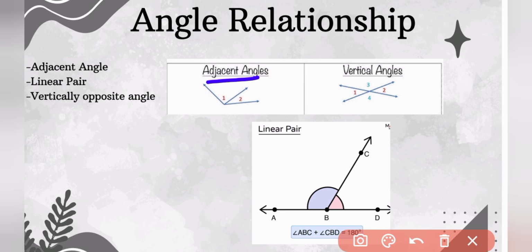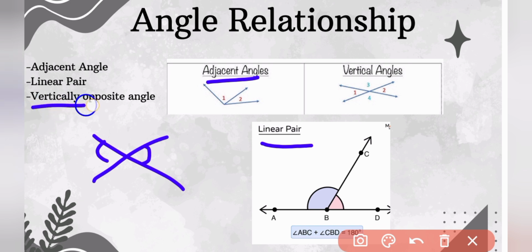And then we have vertical angles, which when the two lines intersect, then these angles are called the vertical angles. Then we have linear pair. So this linear pair has two angles, when they meet, then they become 180 degrees, which is a supplementary angle. We say the vertically opposite angles as vertical angles.